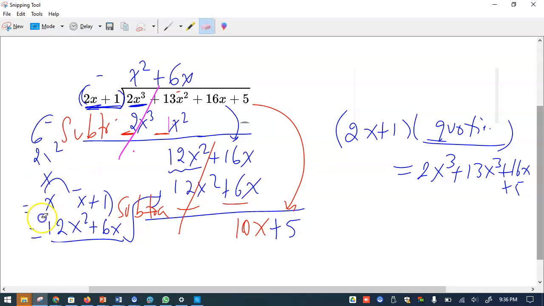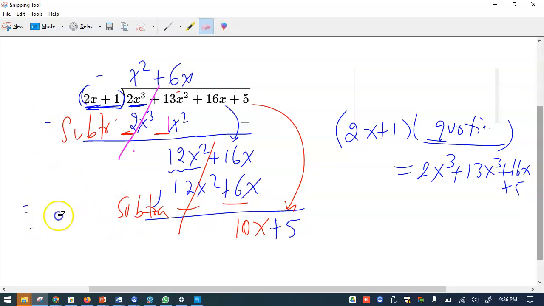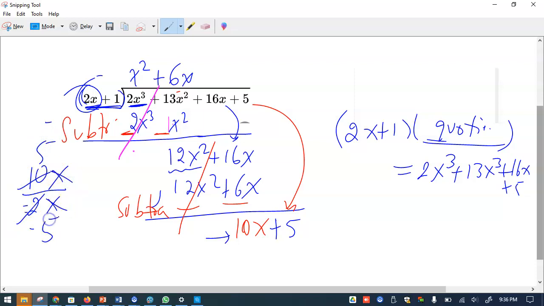And repeat the same step again. This time, all you do is you pick this 10x and divide by this 2x. And you see 2 goes 5 times, x crosses out and you get just a 5. So that goes right here. And then you're multiplying here, 5 times 2x is 10x and 5 times 1 is 5.